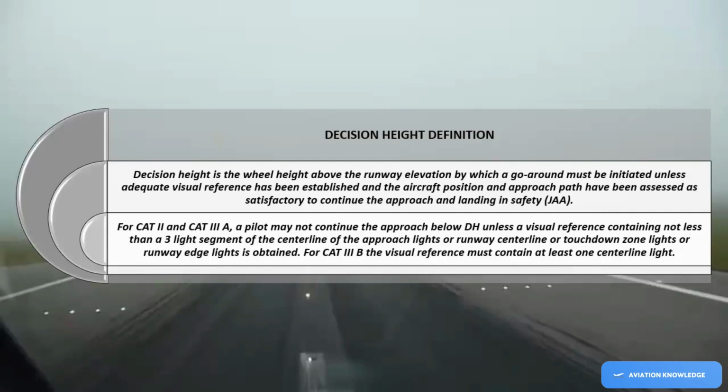JAR: for Cat 2 and Cat 3A, a pilot may not continue the approach below decision height unless a visual reference containing not less than a 3-light segment of the centerline of the approach lights, or runway centerline, or touchdown zone lights, or runway edge lights is obtained. For Cat 3B, the visual reference must contain at least one centerline light.